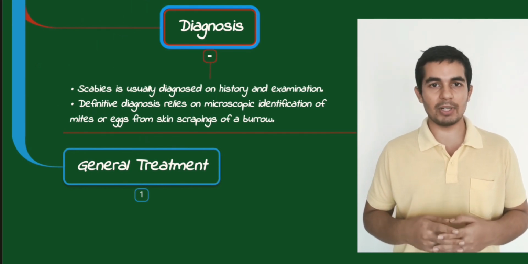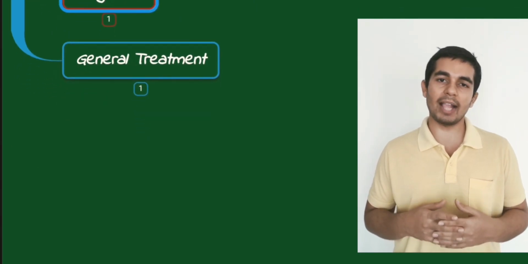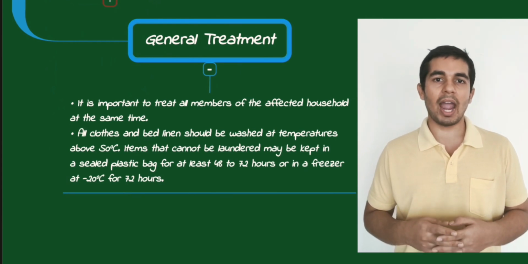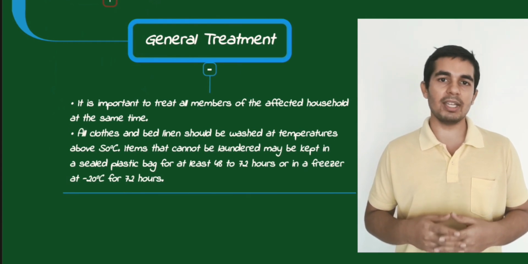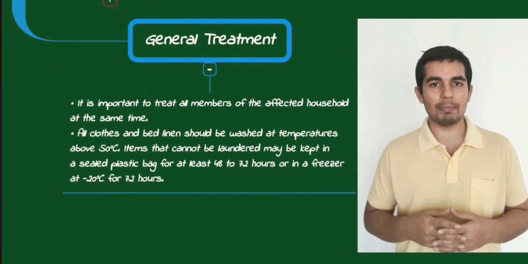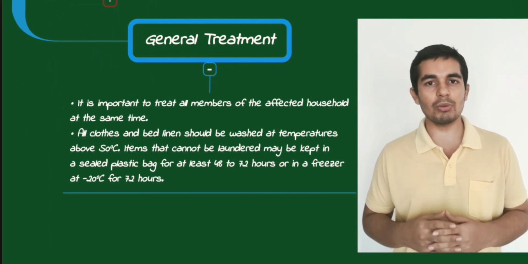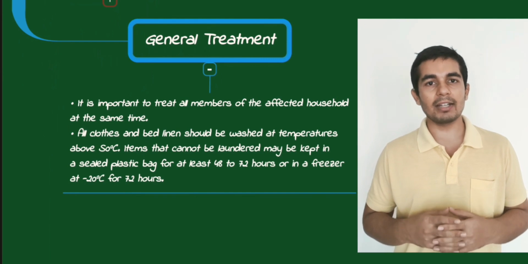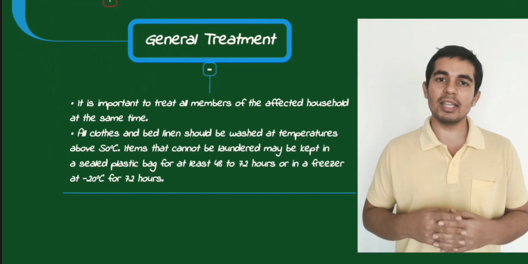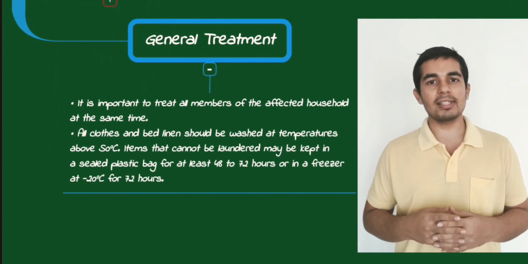A generalized treatment. It is important to treat all the members of an affected household at the same time. All clothes and bed linen should be washed at temperatures above 50 degrees Celsius. Items that cannot be laundered may be kept in a sealed plastic bag for at least 48 to 72 hours or in a freezer at -20 degrees for 72 hours. The detailed topical and oral drugs treatment will be explained in a subsequent video.